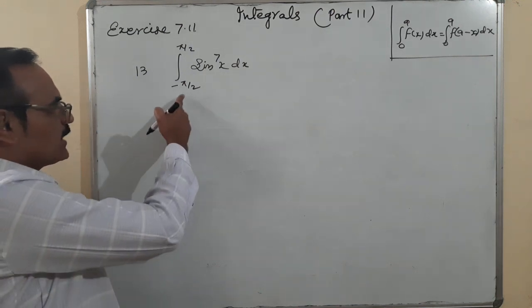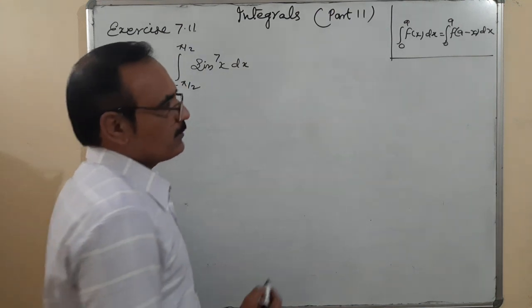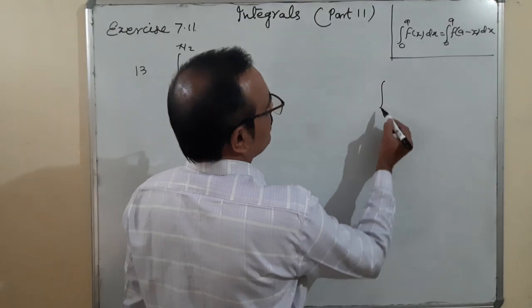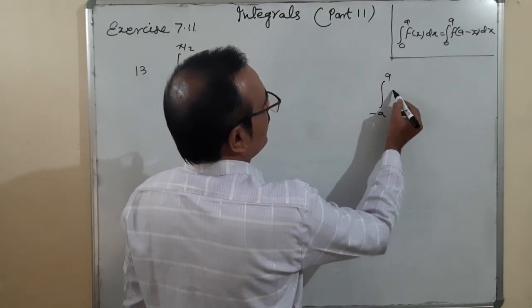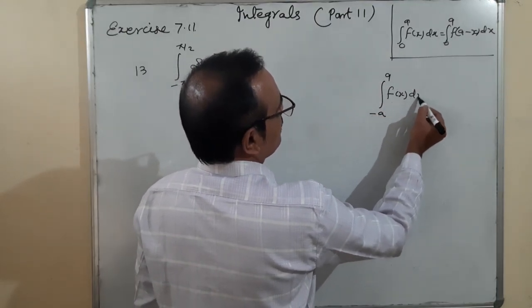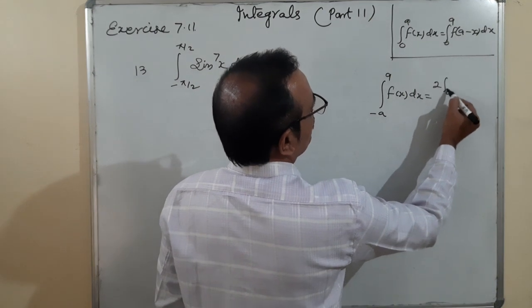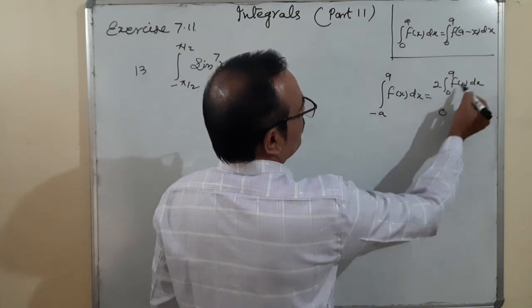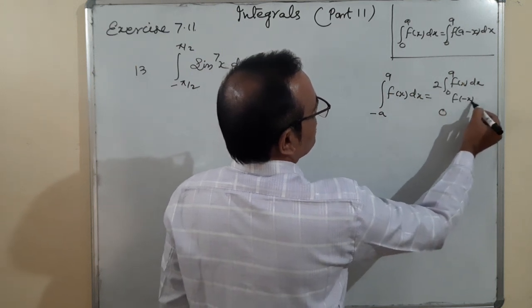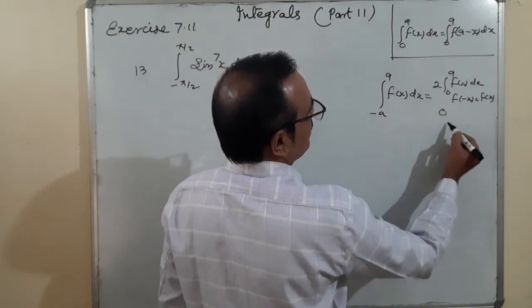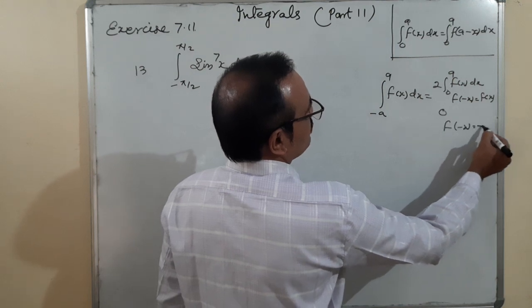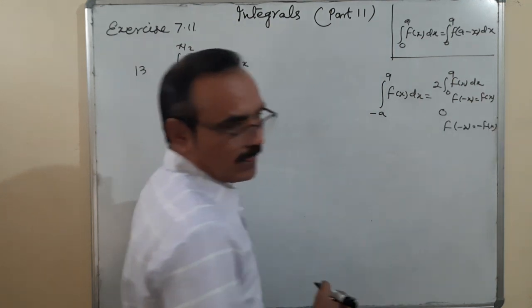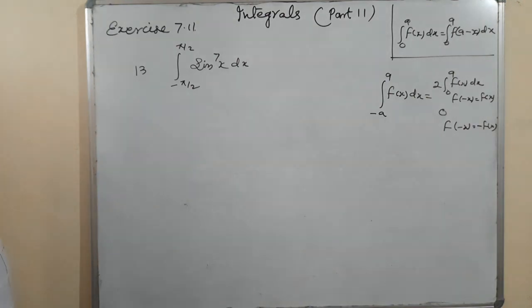But you remember this minus pi by 2 to pi by 2. Property number 7, P7: integral minus a to a f of x dx is equal to 2 times integral 0 to a f of x dx when f of minus x is equal to f of x, and the second is 0 when f of minus x is equal to minus f of x. Okay, this is a property. Now let us check.